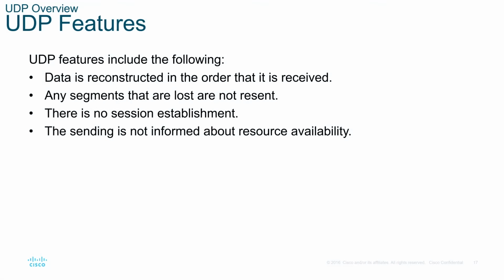UDP is much scaled down. Data is reconstructed in the order that it is received. So if data is not received in the same order that it was sent, the file is corrupted. UDP relies on upper layers of the application layer to request that the data be resent. Any segments that are lost are not resent. We do not establish a session.